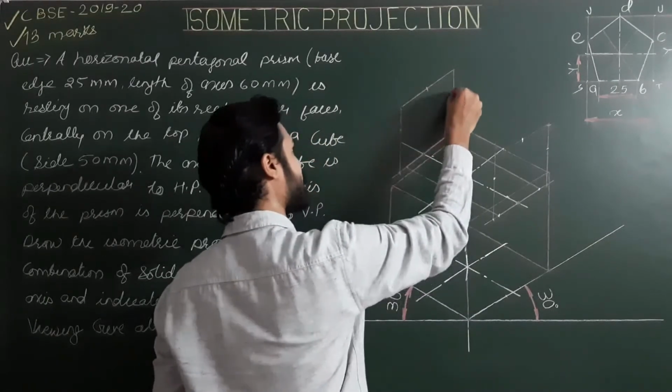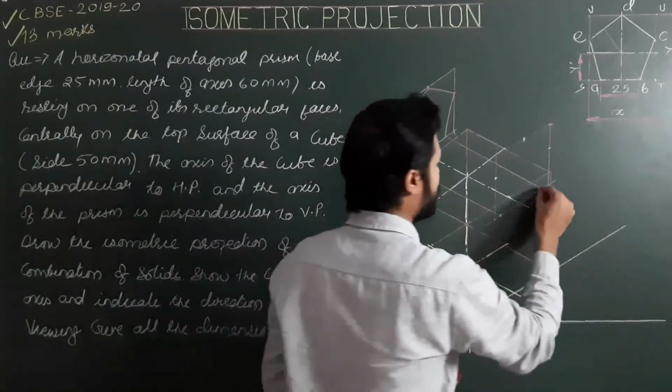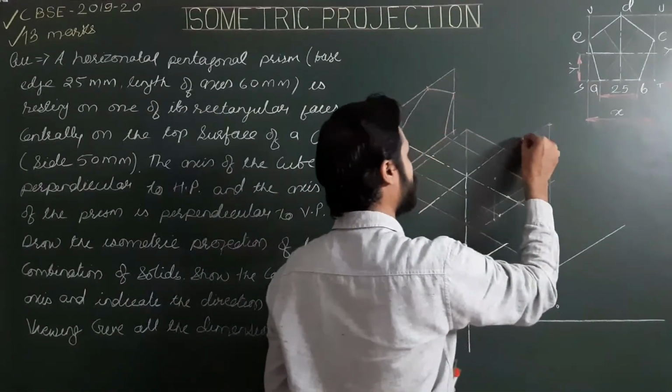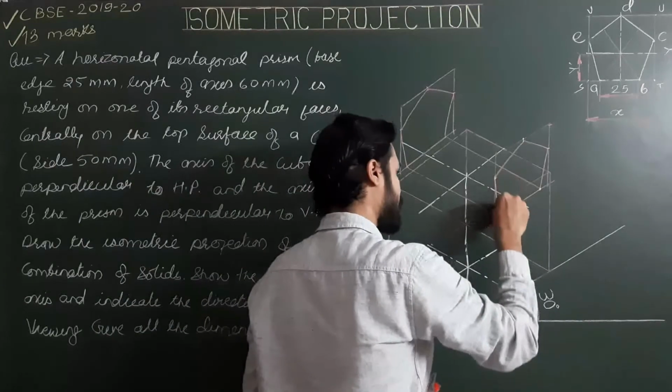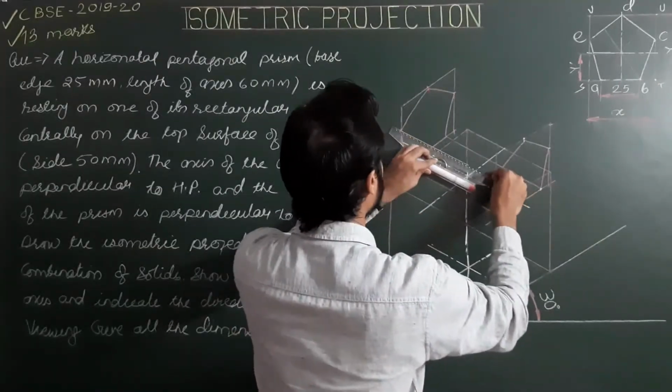Drawing lines joining these points for the front and rear base, and joining all generators.